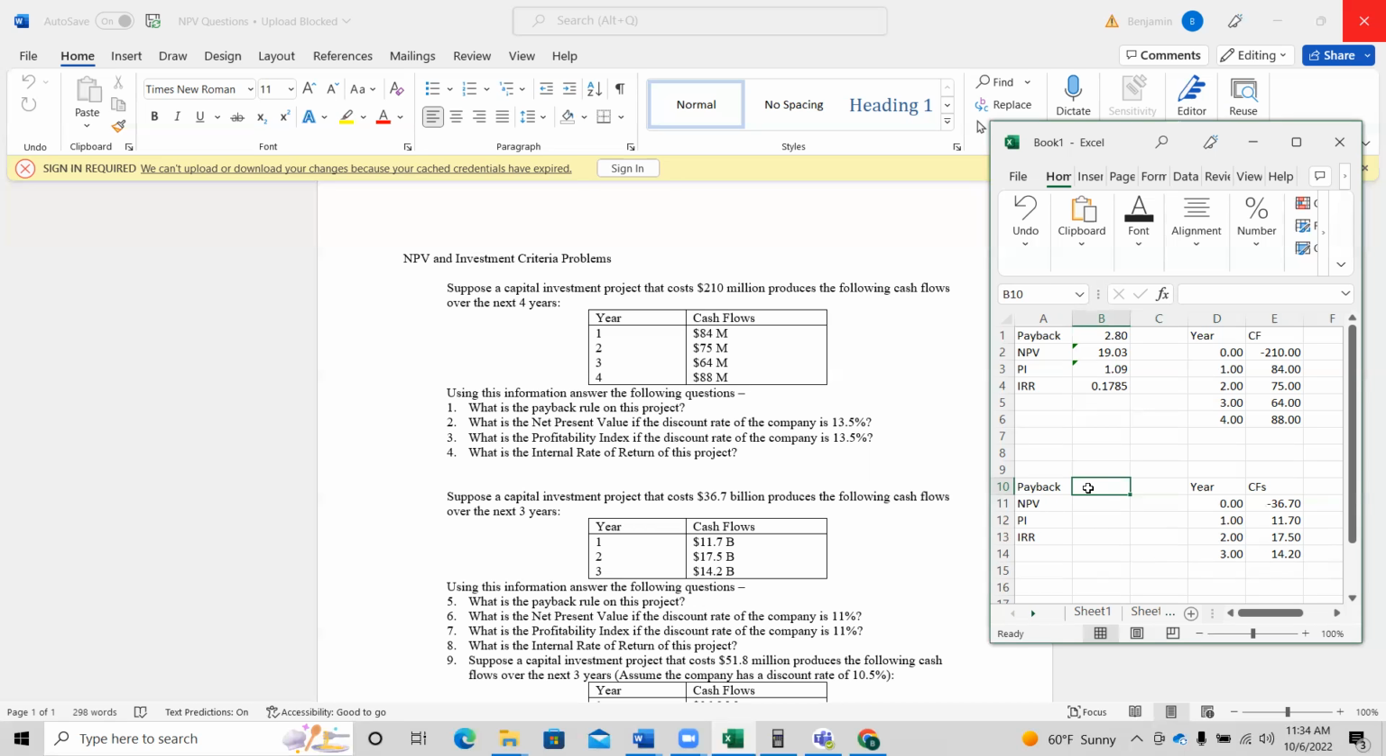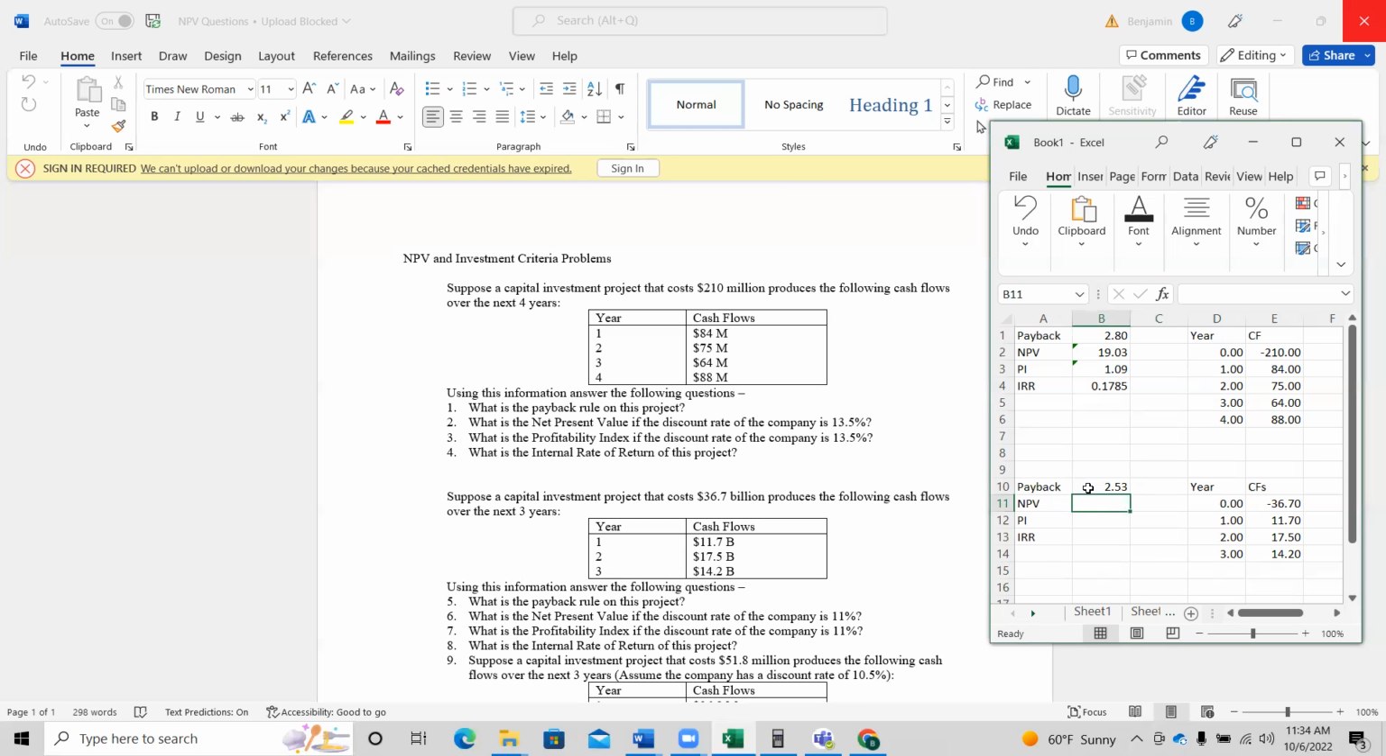So what I'm going to do is say $36.7 billion minus 29.2 billion, which is the sum of the first and second year's cash flow, gives me 7.5 billion remaining after year 2. I know I'm going to pay this back in 2 years and a little bit of time. I'm going to take the remaining amount that I need to pay back after the second year, which is 7.5, and divide that by the third year's cash flow, 14.2. And that's going to give me 2.53 years.